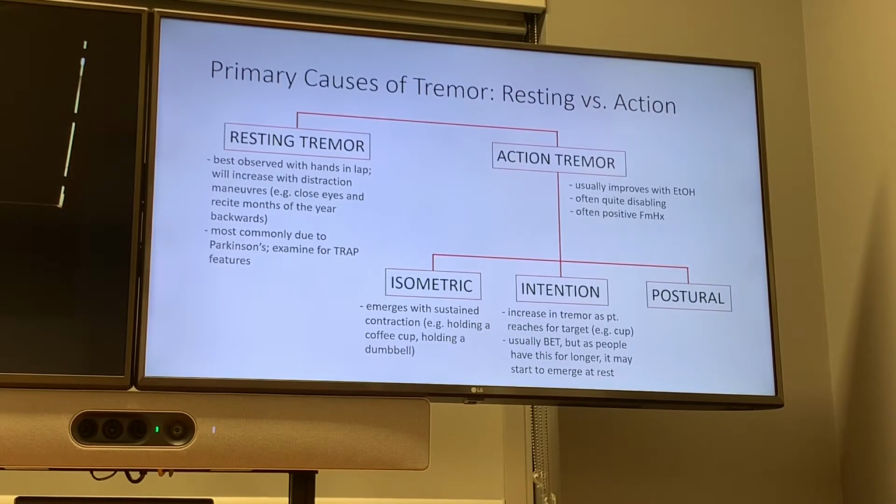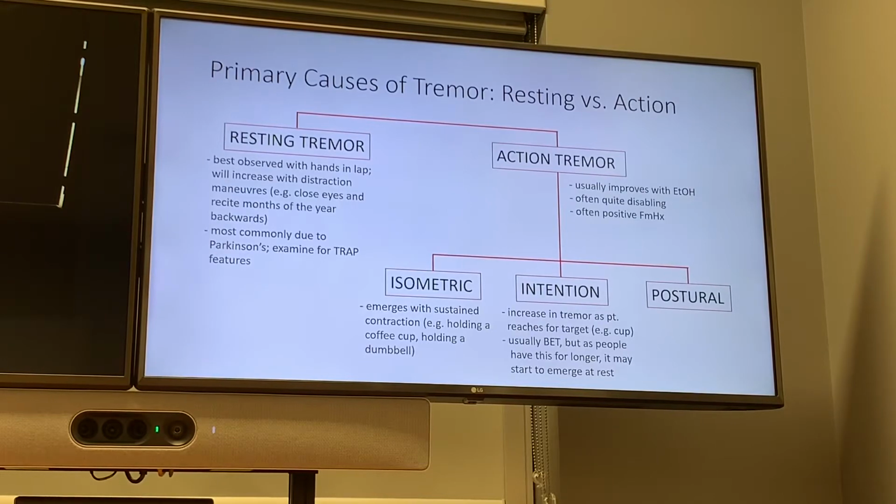There are these 3 words at the bottom that you can use to further quantify an action tremor. If you can use the proper label for your tremor, it helps you narrow down your differential a little bit better. So an isometric component of a tremor means that it would emerge with sustained contraction. So for example, when they're holding something for prolonged periods of time, or when they're at the gym and holding a dumbbell. An intention tremor is the kind of tremor that we talked about, an increase in amplitude as they reach for a target, like when they reach for their cup or when they brush their teeth. This is usually the benign essential tremor.